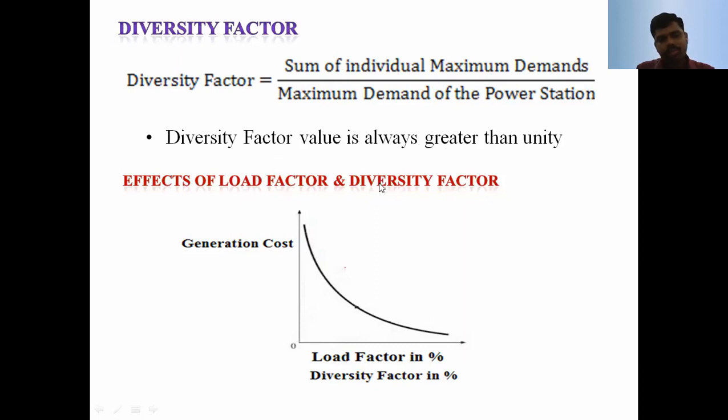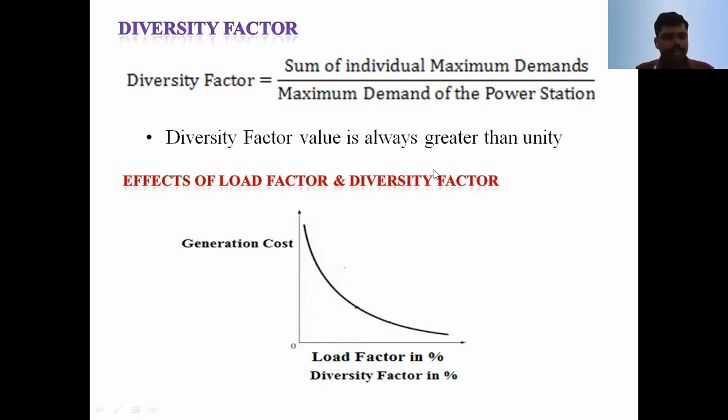And the effect of load factor and diversity factor: based on these two parameters only, we fix the per unit cost. When the load factor and diversity factor values increase, the generation cost is minimized.